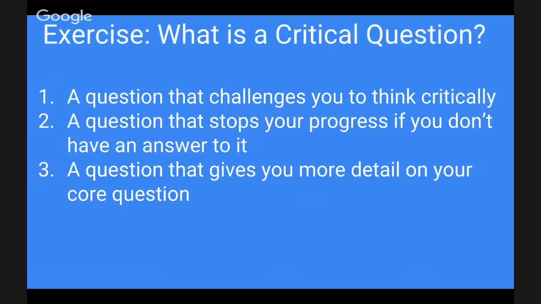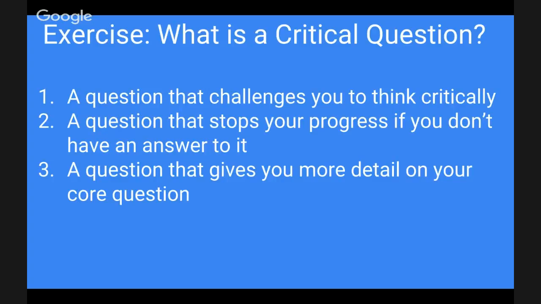Okay, so let's take a step back a little bit and do the exercise. So what is a critical question? Does a critical question challenge you to think critically? Is it a question that stops your progress if you don't have an answer to it? Is it a question that gives you more detail on your core question?